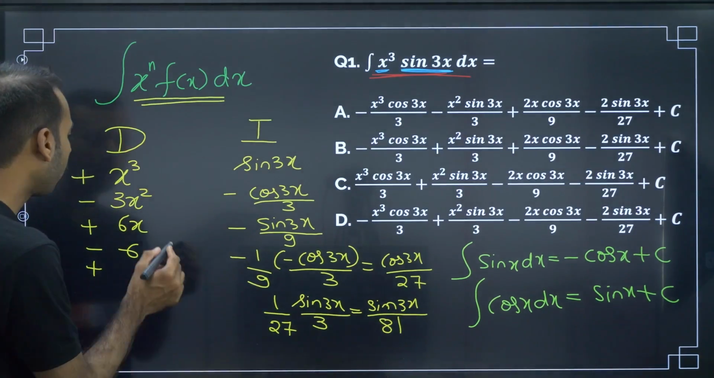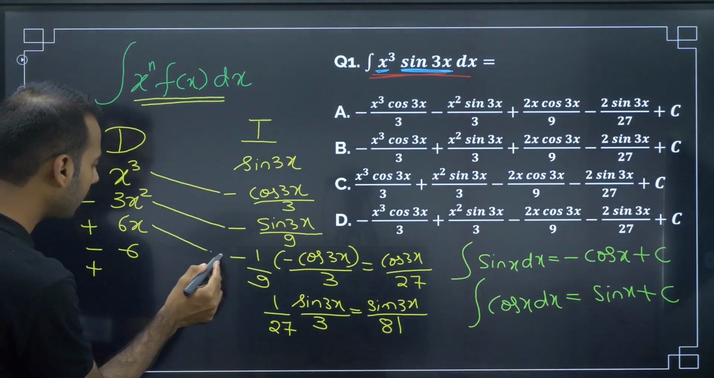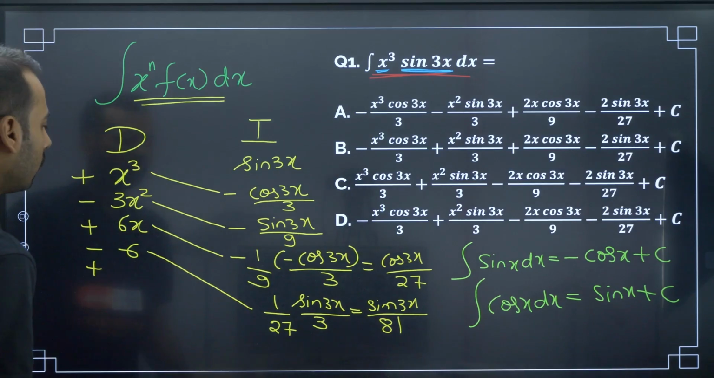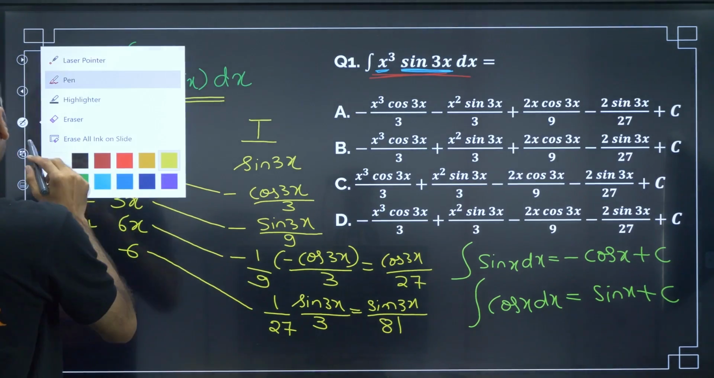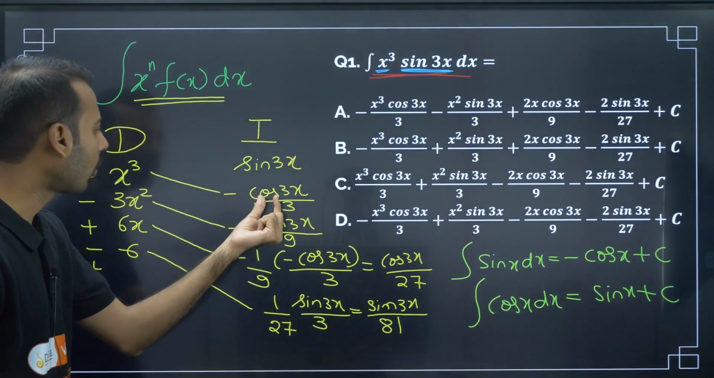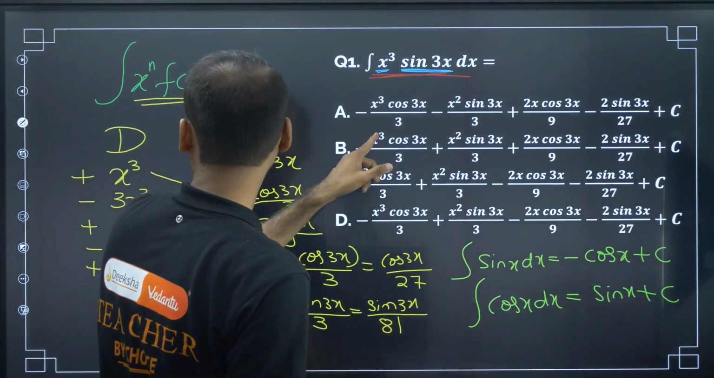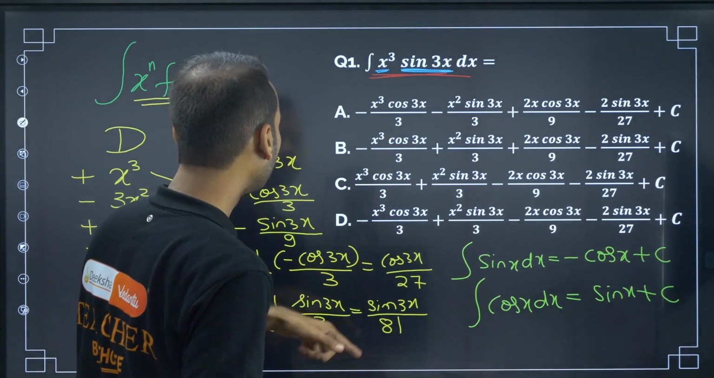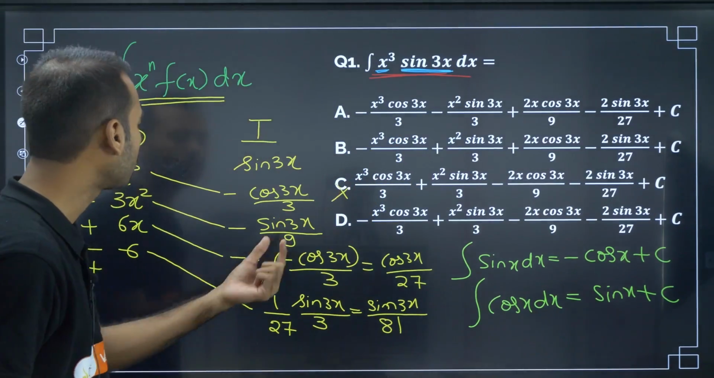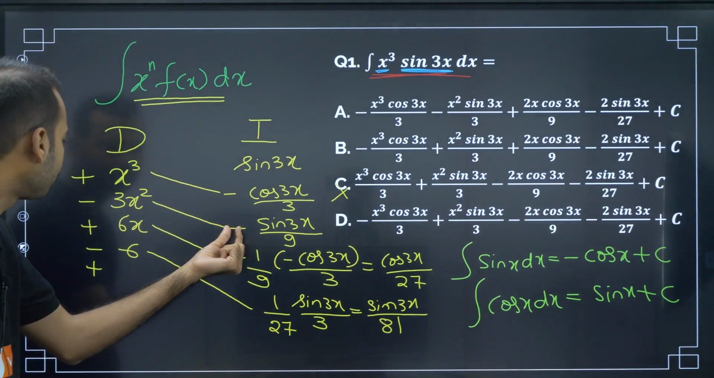Now after that what we have to do? We have to multiply this and then multiply this and this and this. We have to multiply and we have to write. So to write x cube times minus cos 3x by 3, so minus x cube cos 3x by 3. This option C is eliminated. The first term is not matching.